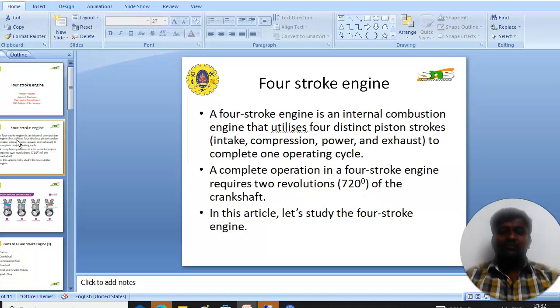What is a four-stroke engine? A four-stroke engine is an internal combustion engine that utilizes four distinct piston strokes, such as intake, compression, power, and exhaust, to complete one operating cycle. A complete operation in the four-stroke engine requires two revolutions of the crankshaft, which is 720 degrees. In this article, let's see the four-stroke engine in detail.